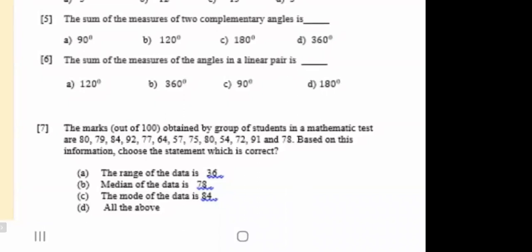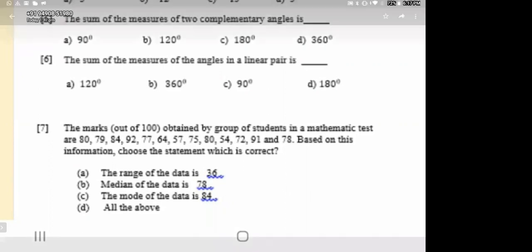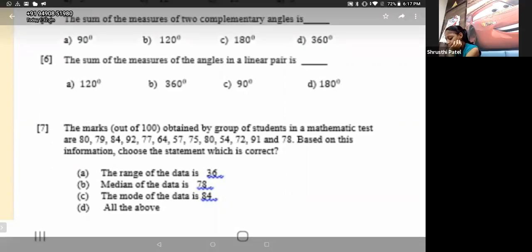And the median of the data is, median means you have to arrange your data in ascending or descending order. Please arrange the data in ascending or descending order. What is the median? Please let me know. And the mode is nothing but the most frequently repeated observation.